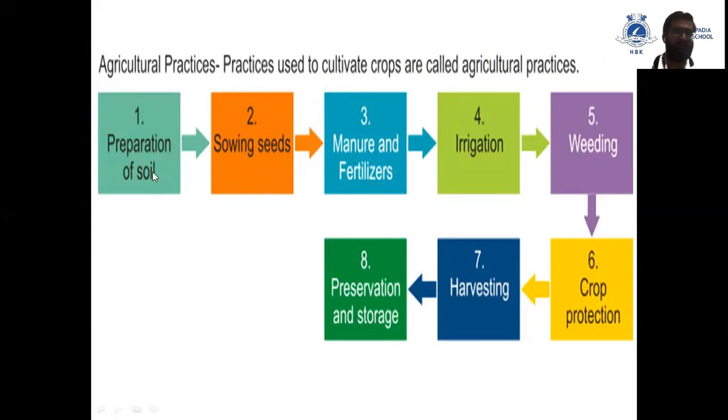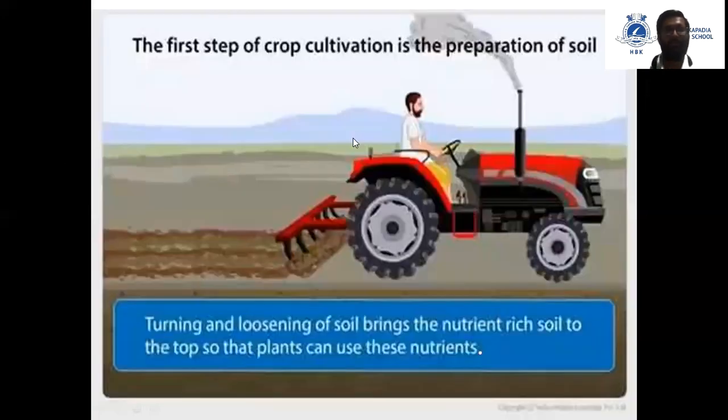The first one is preparation of soil, then sowing of seeds, then adding manures and fertilizers, then irrigation, weeding, crop protection, harvesting, and the last one is preservation and storage. The first step of crop cultivation is the preparation of soil. Turning and loosening of soil brings the nutrient-rich soil to the top so that plants can use these nutrients. Yes, it is done by using plow or using cultivator.